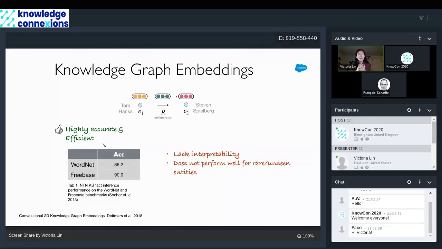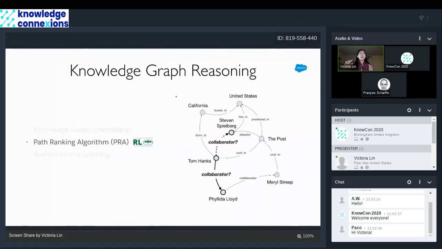Second, this method doesn't perform very well for rare or unseen entities because we cannot learn their entity embeddings well. Therefore, during test time, it's hard for such methods to generalize. That's why we came to a second category of algorithm for knowledge graph reasoning, which is path-based algorithms.